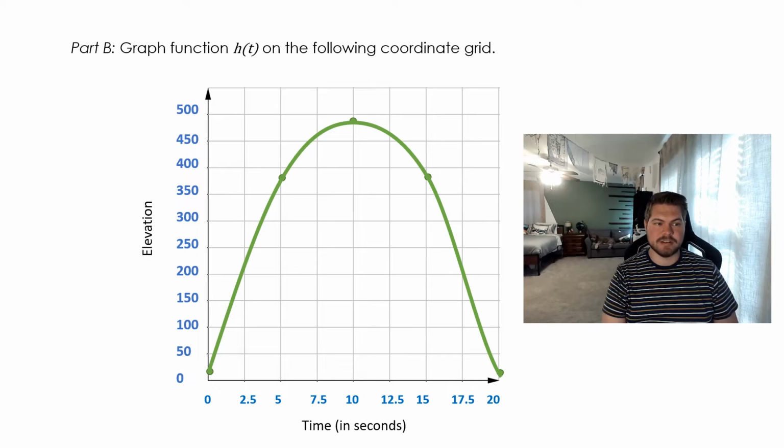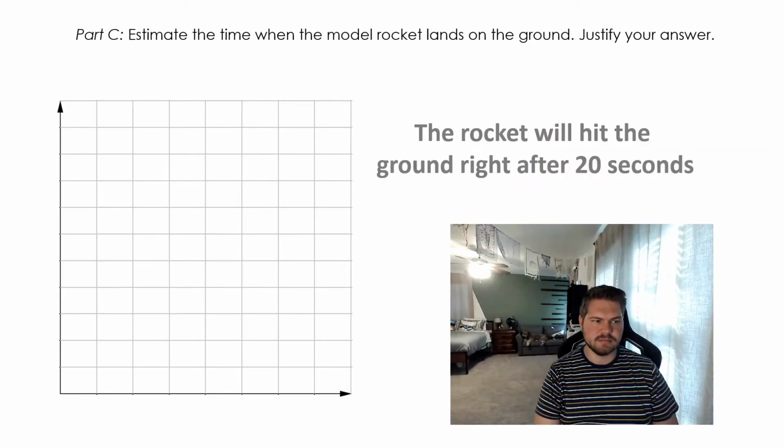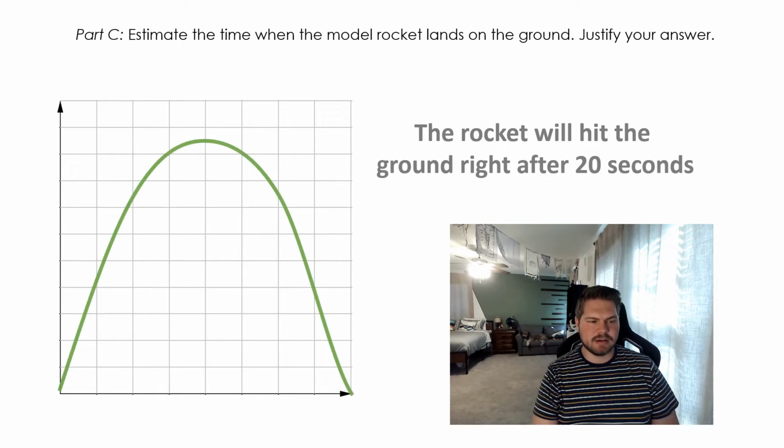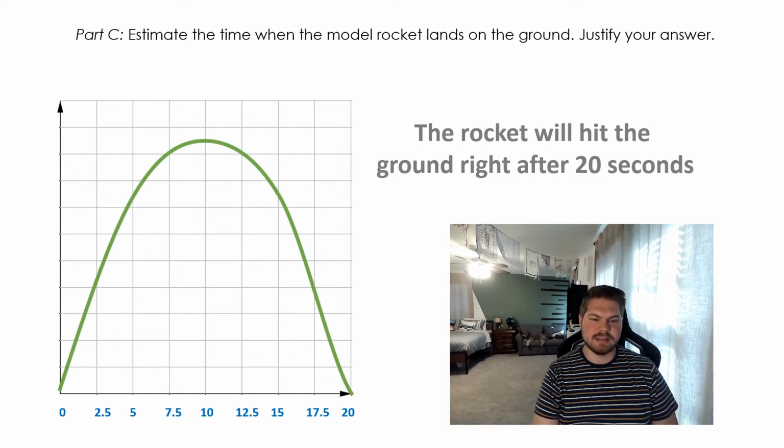But I'm going to move on to the next slide. All right, estimate the time when the model rocket lands on the ground. All right, so we already did the graph. It looks like this, and I accidentally did not animate that. I might edit this slide, but just in case, because I feel like we have a good rhythm going.